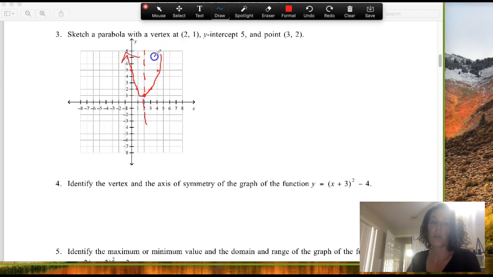You can always go to Desmos.com and type in your equations and just double check your graphs.